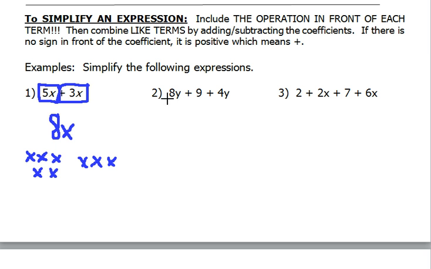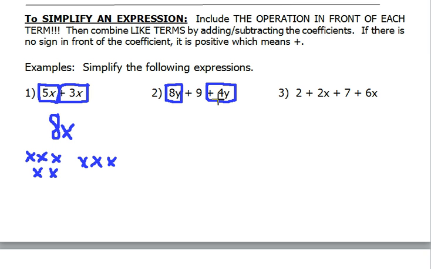All right, let's take a look at the next one. The first term has a last name or a variable of y. So I'm going to go down my expression and check each term for a matching last name or variable. This next term is a positive 9. It does not have the last name of y, so I'm not going to put a box around it. The next term is a positive 4y. It does have the same last name or variable part, so I'm going to put a box around this one. This tells me that these two are like terms.